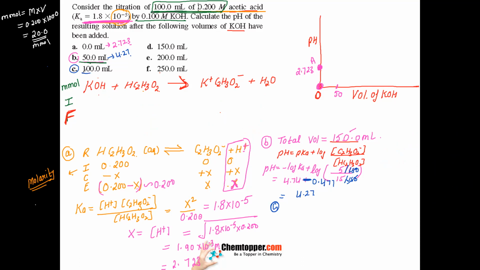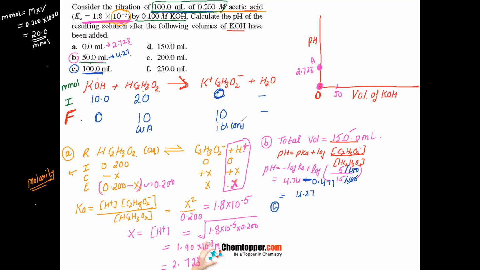KOH 100 times 0.1. So KOH is 10.0. Acetic acid is still the same, 20. This is initially 0, right? Final KOH is 0. Acetic acid is 10. This one is 10. Is it still a buffer? Yes. Weak acid and its conjugate.